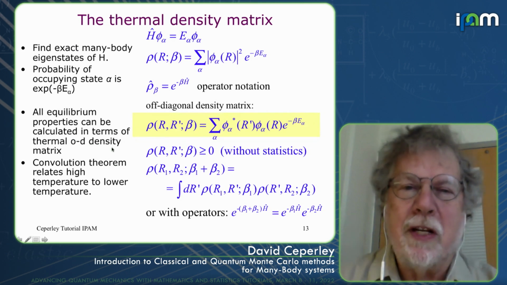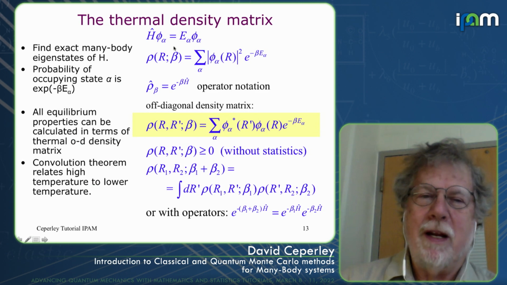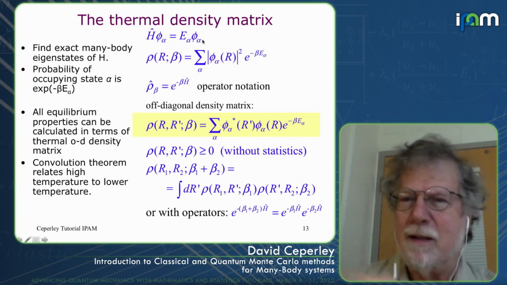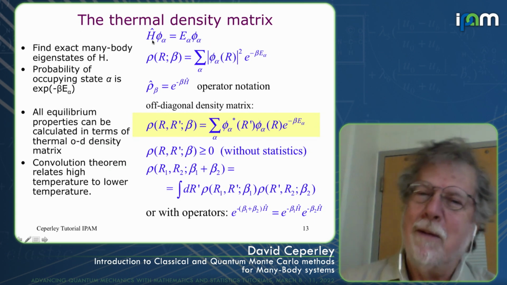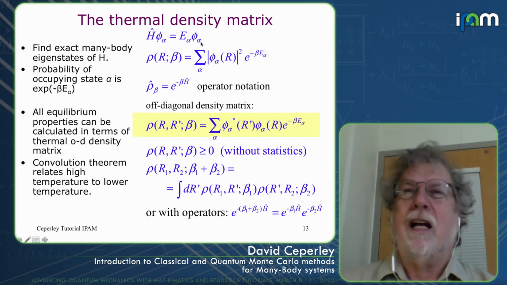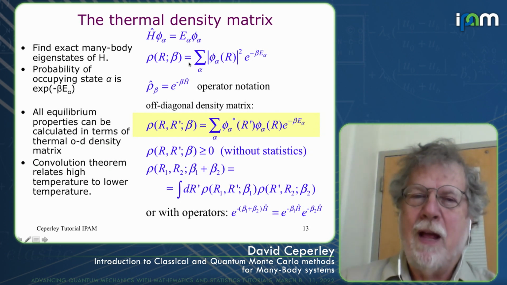So what is the thermal density matrix? Well, this is our Schrodinger equation right here, the first line. I assume you can see my mouse. Is that correct? Yes, that's correct. Okay. So here, this is the many-body Schrodinger equation, which we cannot solve, but we don't need to. I'm just defining the density matrix.